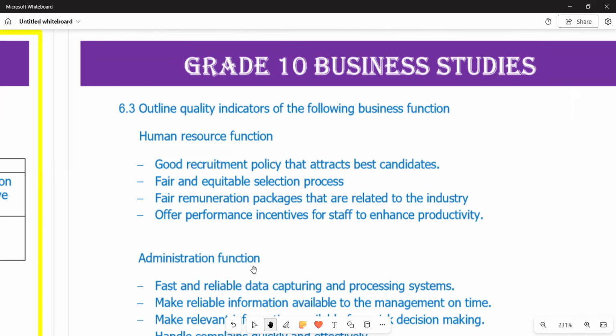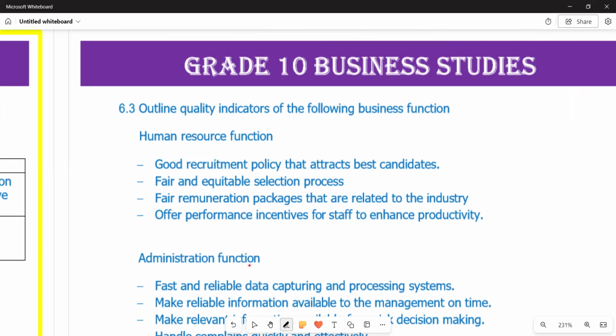Remember, if our workers are being paid better salaries, obviously they are also going to perform better. So that's what actually it means at the end of the day. Then lastly, we've got offer performance incentives to staff to enhance productivity. So productivity, we are saying an average worker, what's the total output that is produced by an average worker. So if there are incentives, they motivate the workers and then they produce more. So basically, those are the points that we have in terms of human resource function.